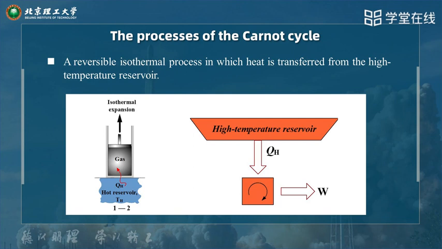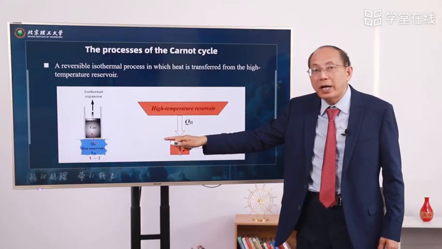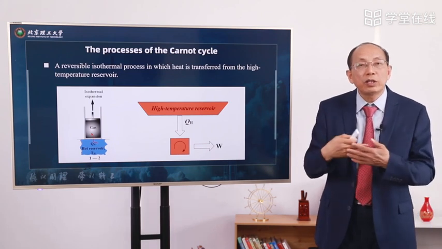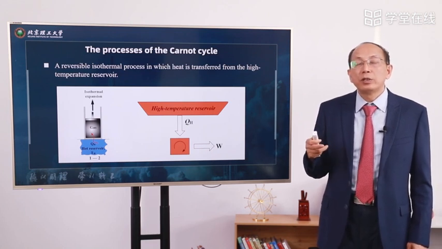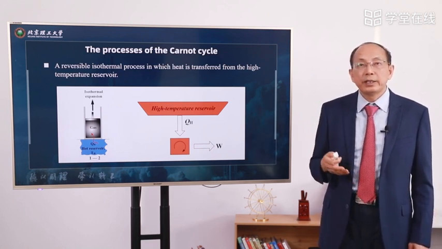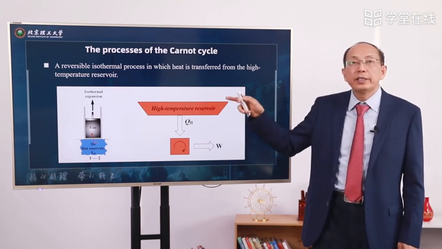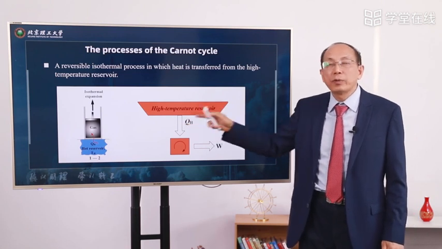Carnot certainly hoped he could construct a reversible process. He thought that when the system and the reservoir are at the same temperature, the heat transfer process is reversible. The same temperature, isothermal process is a reversible process. So firstly, he constructed an isothermal process.